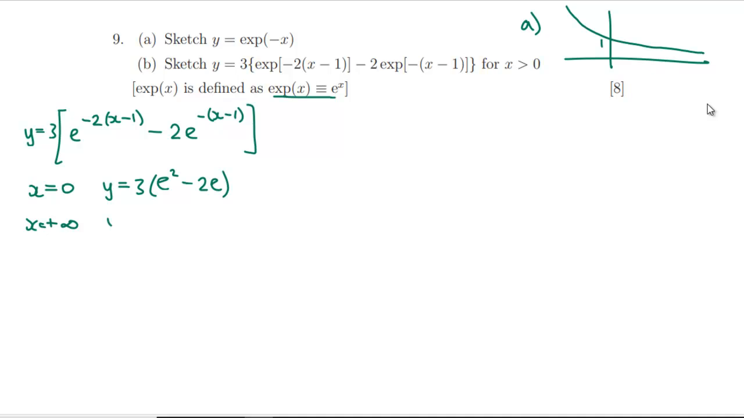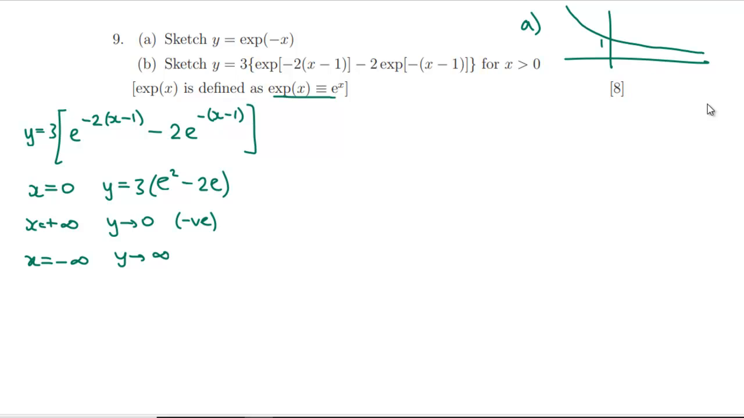So y is going to go to 0, but on what side? Which one's going to be bigger out of these? That's going to be smaller because we're doubling it. So this is going to be bigger. So it's going to go to negative 0. It's going to be below the axis. So, okay, that's good. When x goes to negative infinity, both of these are going to be enormous. So y is going to go to infinity.